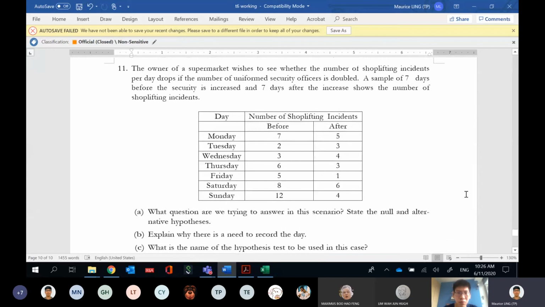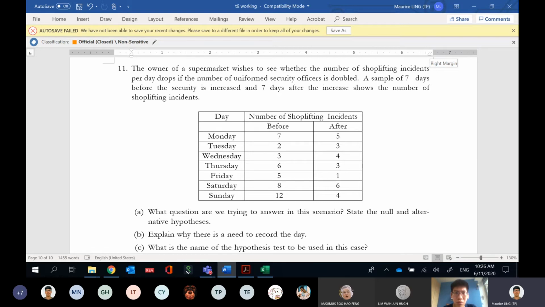Okay, let's go to the last question. The owner of a supermarket wishes to see whether the number of shoplifting incidents per day drops if the number of uniform security officers is doubled. So over 7 days, before and after. Let's look at that.